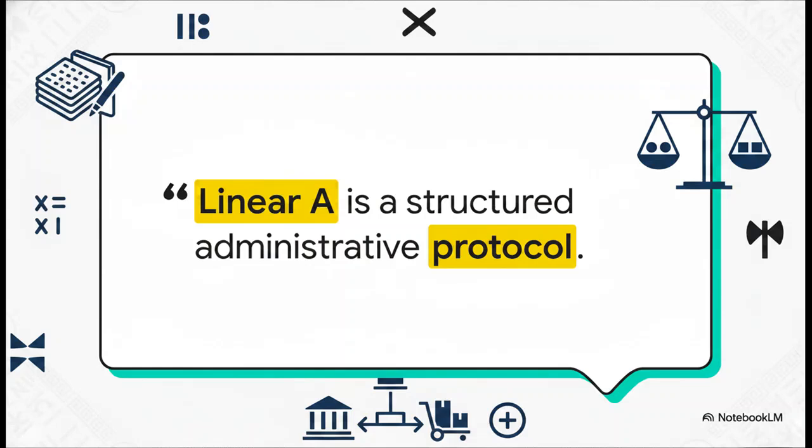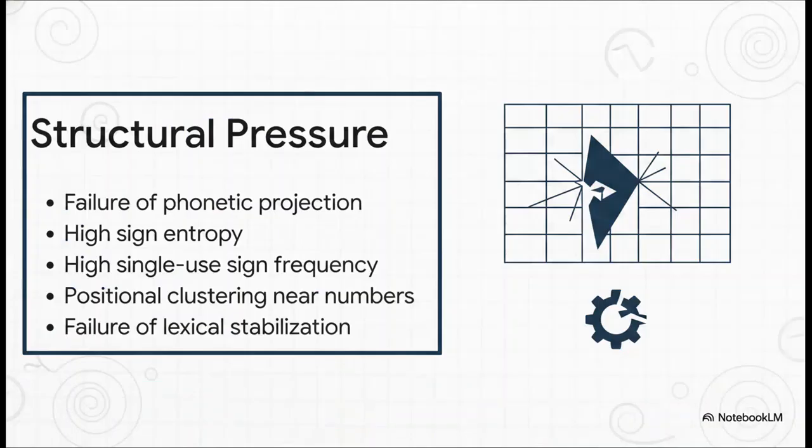It means this script is a highly structured system, totally constrained by strict rules. It was built for tracking inventory, counting goods, and recording institutional transactions. It's a tool for accountants and administrators, you guys, not poets. When you try to force spoken language rules onto a spreadsheet, you get what Brown calls structural pressure. The whole system just breaks down because, well, you're using the totally wrong rulebook.